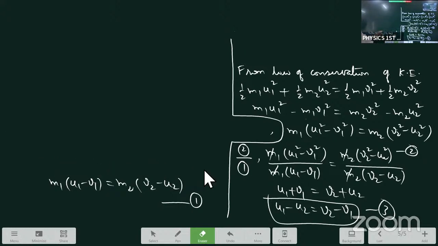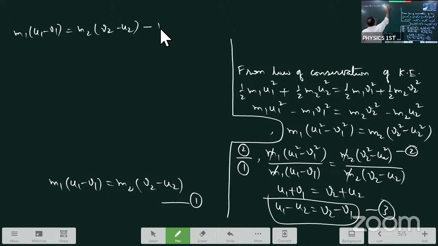I'm writing equation 1 and 3 here. M1 (U1 minus V1) is equal to M2 (V2 minus U2). Okay, this is equation 1. That equation 3 is U1 minus U2 is equal to V2 minus V1. It is equation 3.